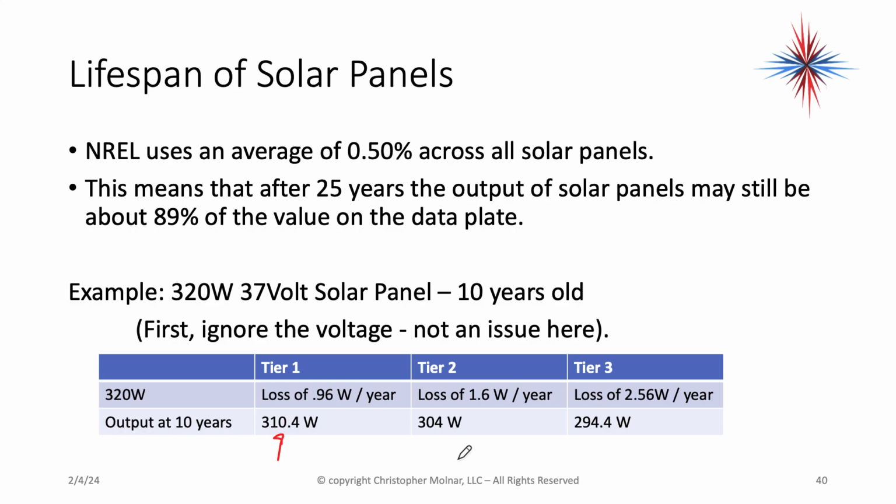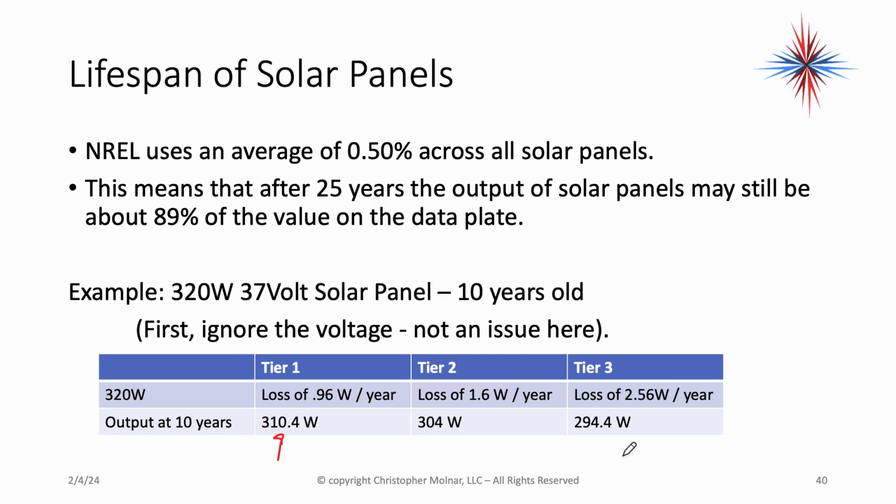I'm going to be putting out 304 watts. Tier 3, which is the lowest quality you can possibly purchase, is a loss of 2.56 watts per year. My 320 watt panel is down to 294.4 watts.